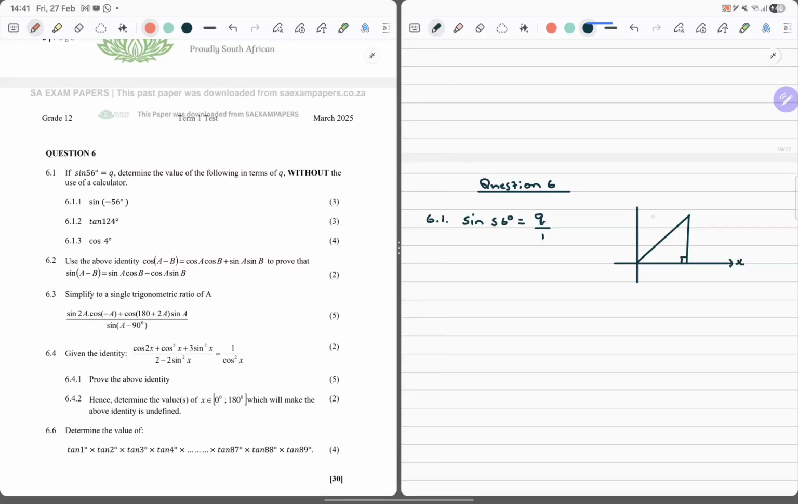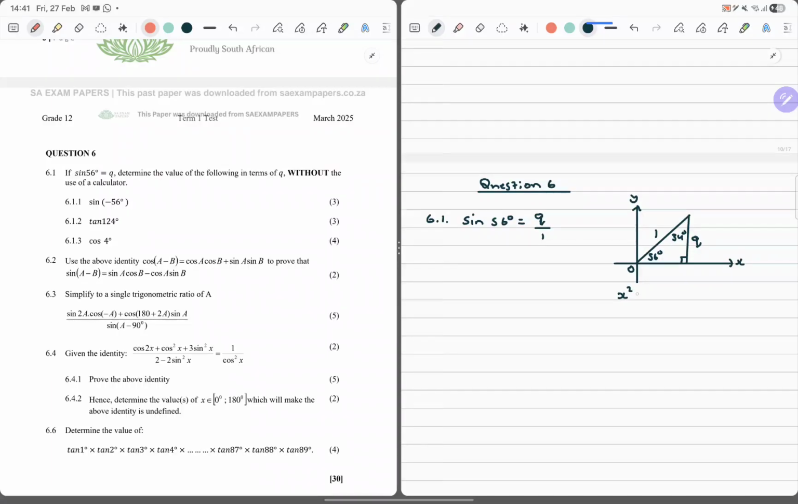And of course this is the x-axis, the y-axis, the origin. 56 is an acute angle. What should this one be? 34. Let's see. Yeah, it should be 90 minus 56. Yep. So do everything, don't wait to be told. So this is q. And of course the hypotenuse is going to be 1.